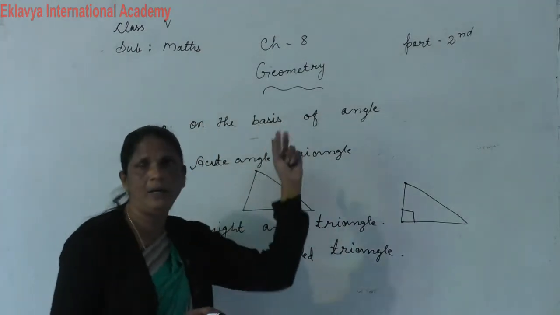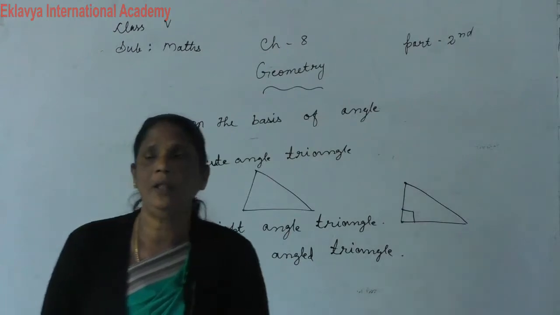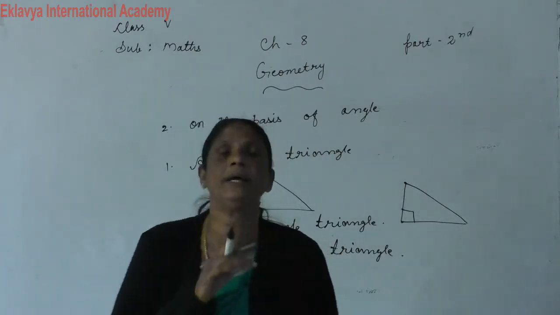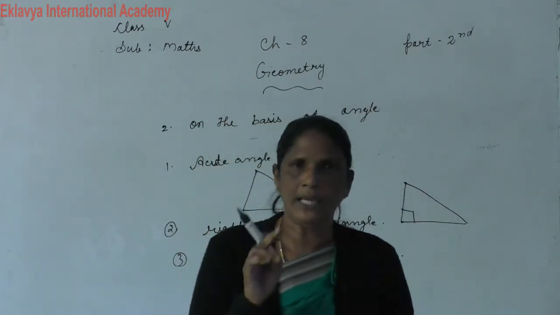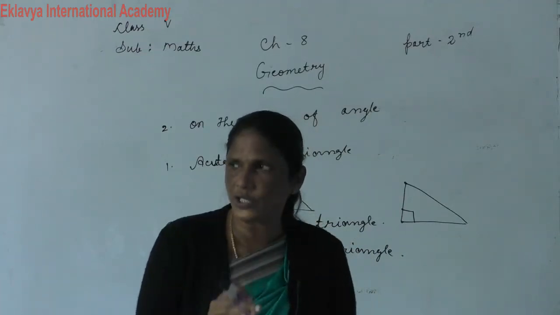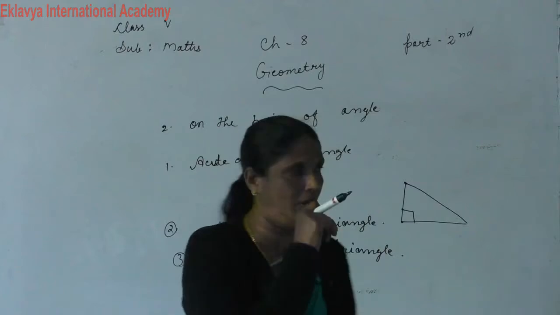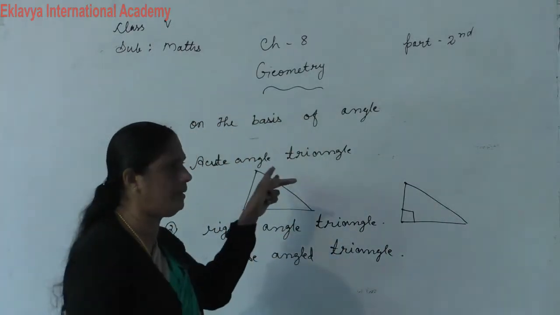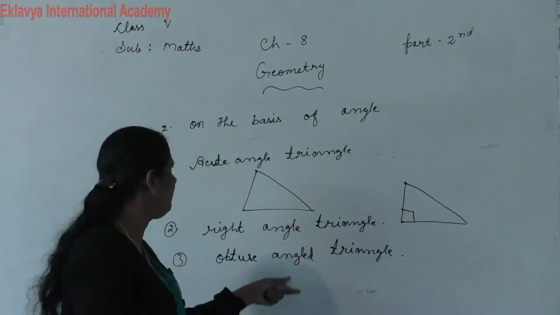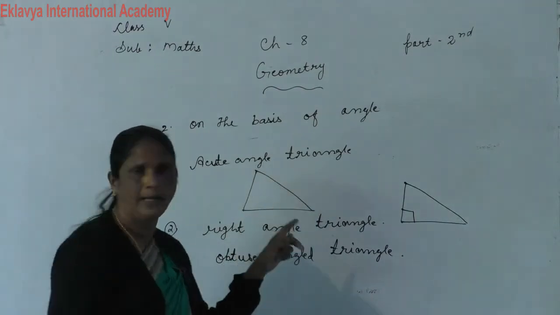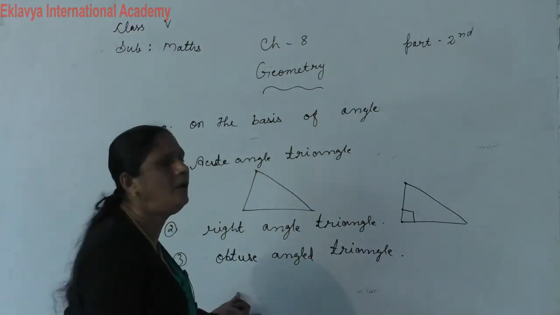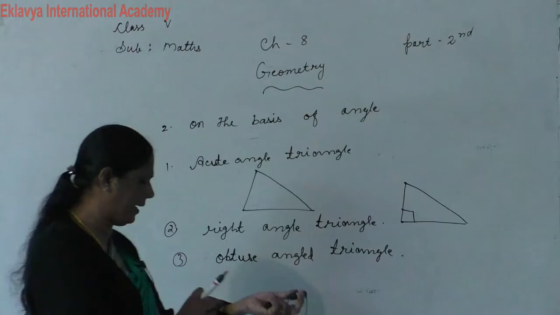Types of triangle on the basis of side: there are three types, scalene triangle, isosceles triangle, and equilateral triangle. On the basis of angle, there are three types: acute angle triangle, right angle triangle, and obtuse angled triangle.